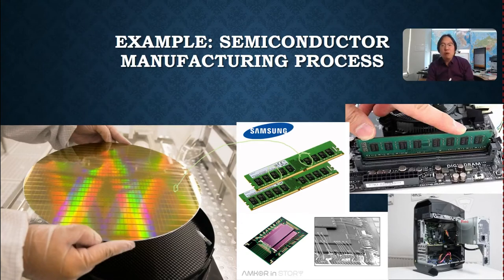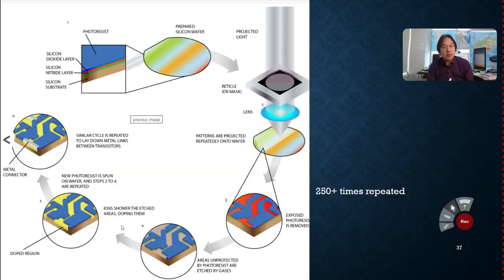And then how do they produce this thing? As it turns out, the process is like this. You start with a silicon wafer, a blank one. And then it goes through 200 different cycles, 250 times or something like that. You want to imprint some kind of circuit, electric circuit, upon that silicon wafer. It's not like writing with your pencil on there, right?